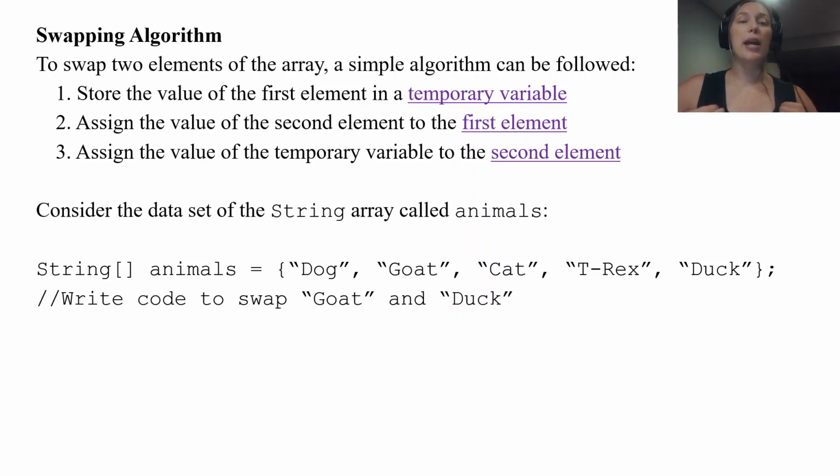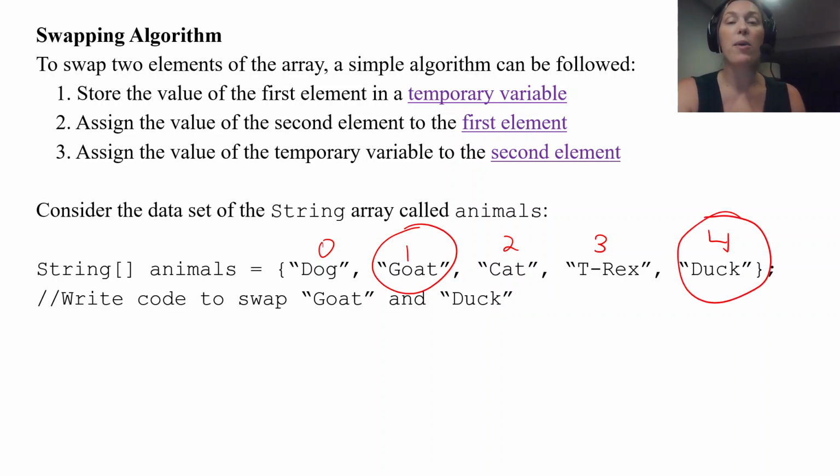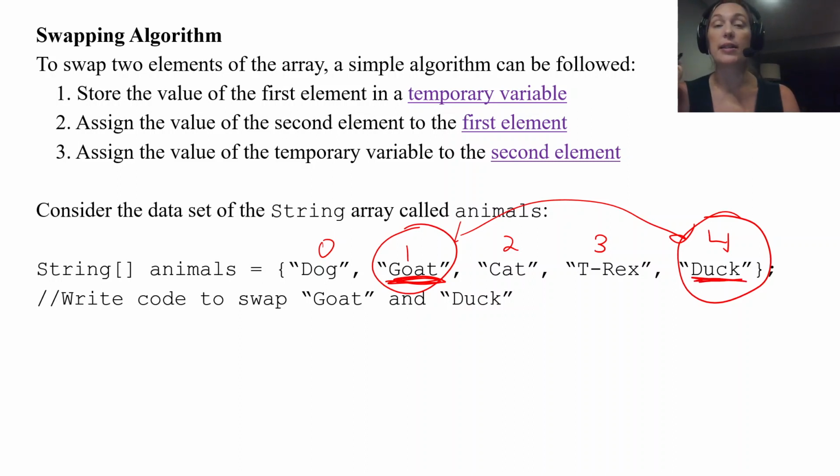So here's a small example using strings. So I have an array of animals. Write code to swap goat and duck. So 0, 1, 2, 3, 4. So I want to swap goat and duck. Now when I say I want to swap them, I want to put it so that the word duck is here and the word goat is here.